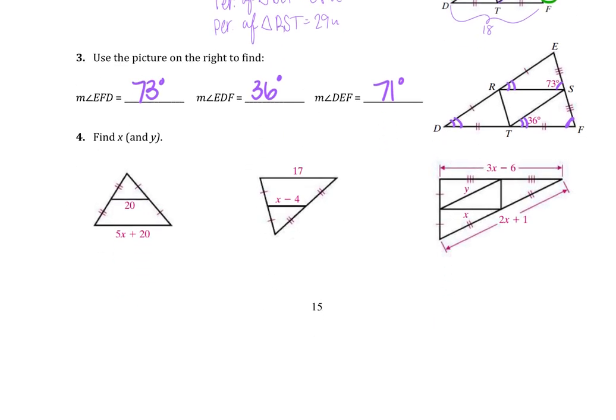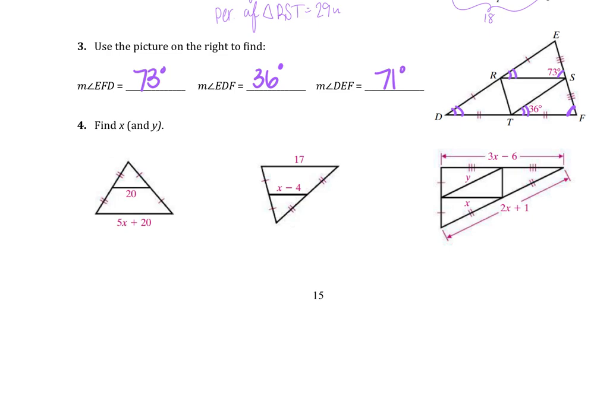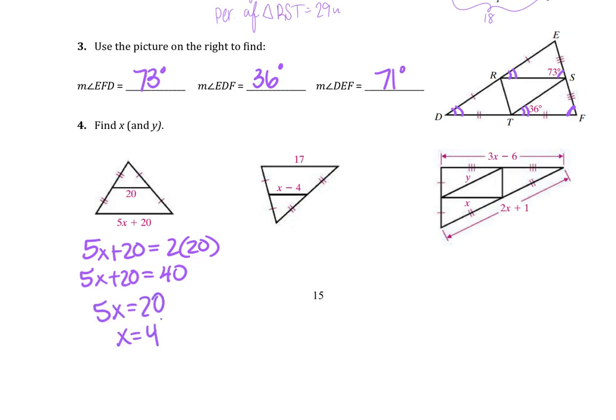Okay, not too bad. Go ahead and pause here and do these next three on your own. 5x plus 20 equals 2 times 20. 5x plus 20 equals 40. 5x equals 20, x equals 4.